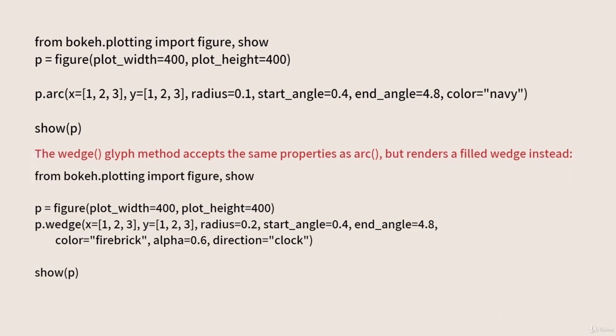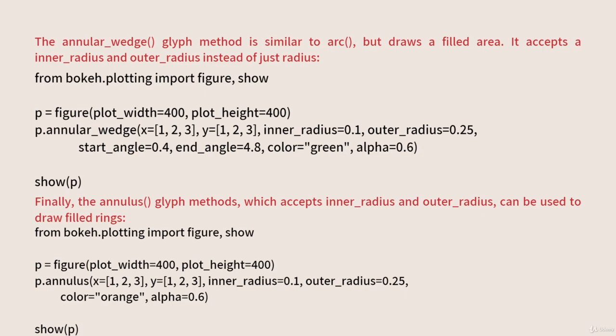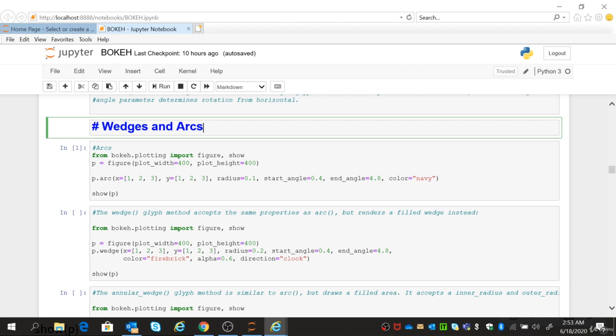Then we discussed two more possible modifications. One is the annular wedge. Annular wedge would introduce a filled area as well. So there are two more extra parameters that will be taken. One is the inner radius and the second is the outer radius. And then finally is the annulus function, which will give you filled rings as well. Now let's see what this difference is all about.